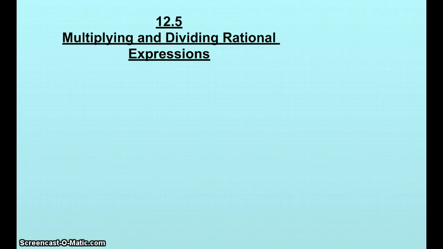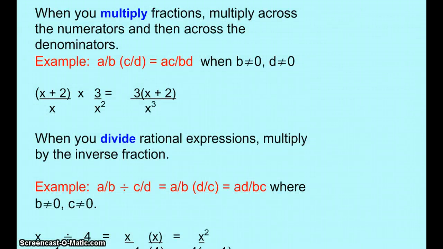This is section 12.5, multiplying and dividing rational expressions. When you multiply fractions, of course, you're going to multiply across the numerator and the denominator. So our basic parent function here is a/b times c/d equals ac/bd. Of course, here b cannot equal 0 and d cannot equal 0, or the function would be undefined.